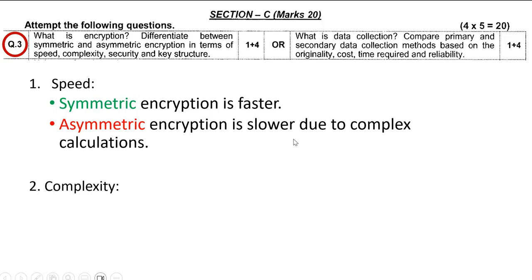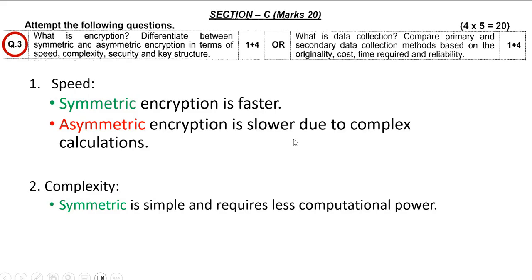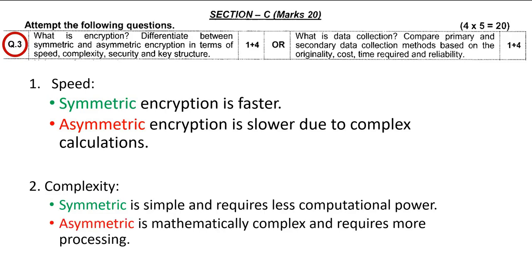Number 2, complexity. In terms of complexity, symmetric is simple and requires less computational power. While asymmetric is mathematically complex and requires more processing. As I have shown you one simple calculation, how you can encrypt our data.